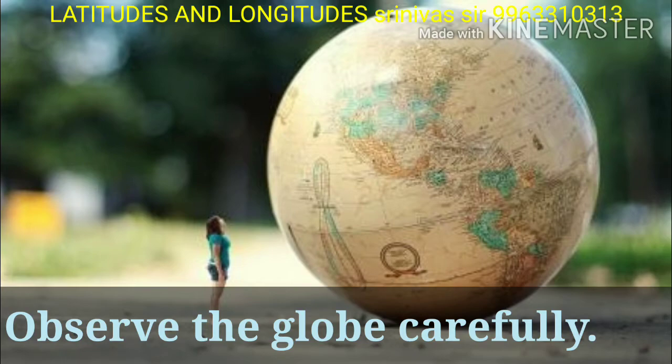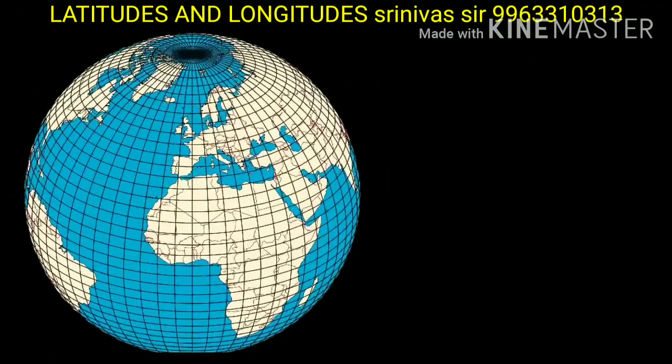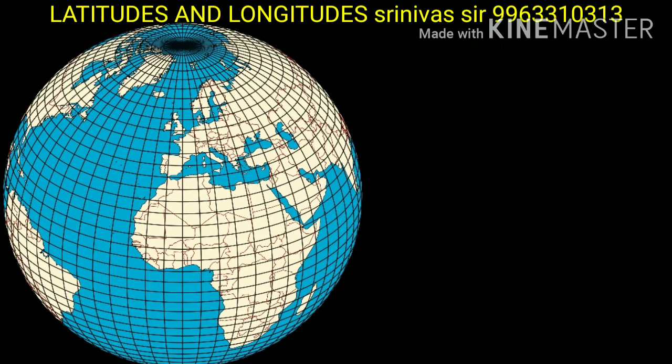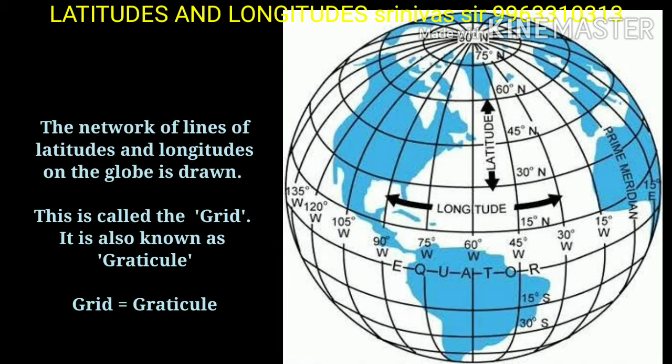Observe the globe carefully. You will see many lines across the globe. Some run from the North Pole to the South Pole. These are called longitudes. The others run around the earth from west to east. These are called latitudes. The network of lines of latitude and longitudes drawn on the globe is called the grid. It is also known as graticule.